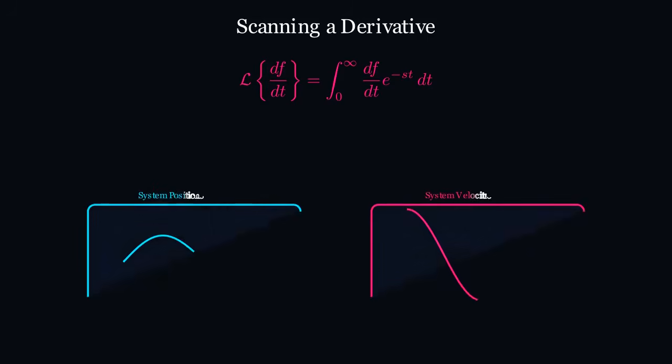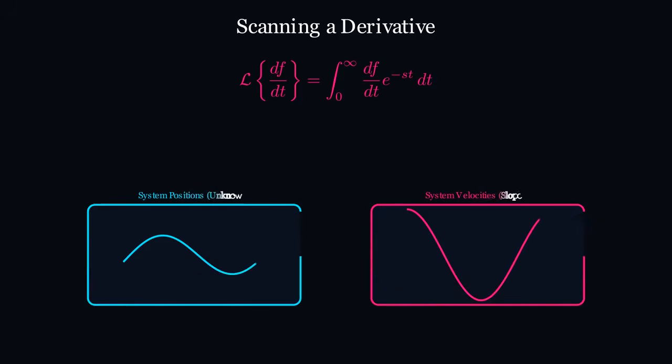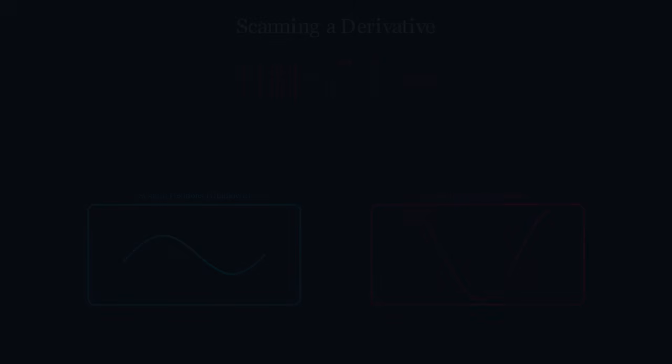But how does the scanning process affect a derivative? Let us replace our original function with its derivative, df dt, which represents the instantaneous slope of our signal at every moment. If we feed this derivative into our scanner, we get the integral from 0 to infinity of df dt times e to the negative st dt. Geometrically, we are now measuring the total area of a new spiral, one constructed not from the positions of our system, but from its velocities. Solving this integral directly seems difficult because we do not know what the derivative looks like. How do we bypass this lack of information to find the area?